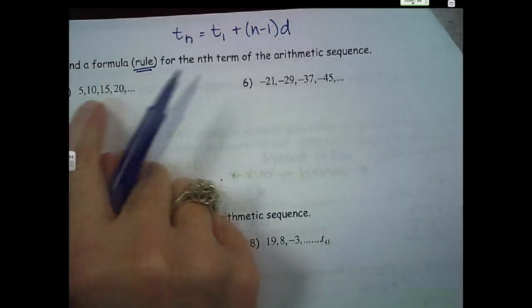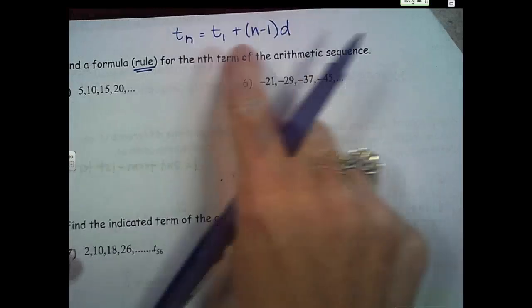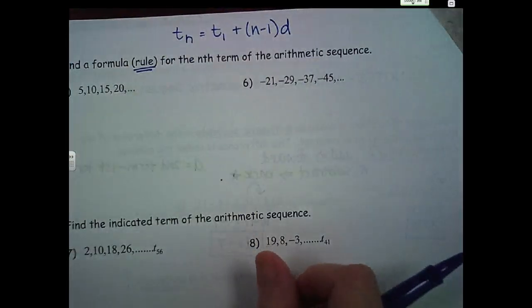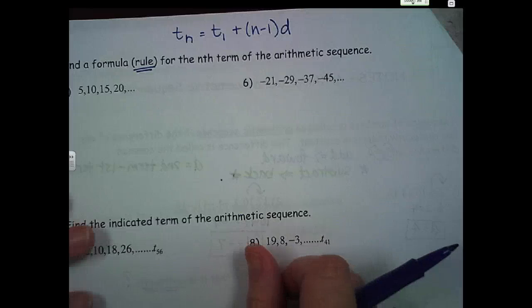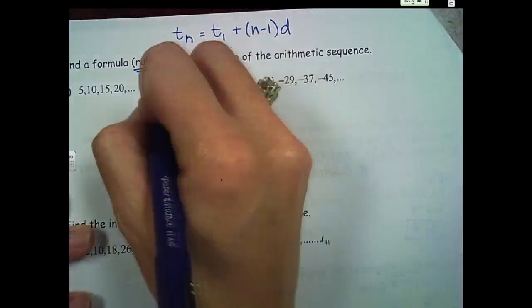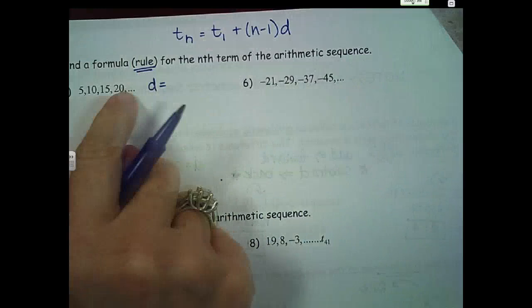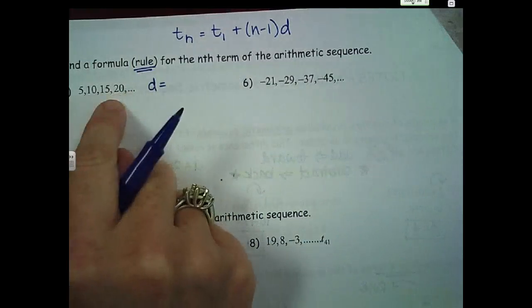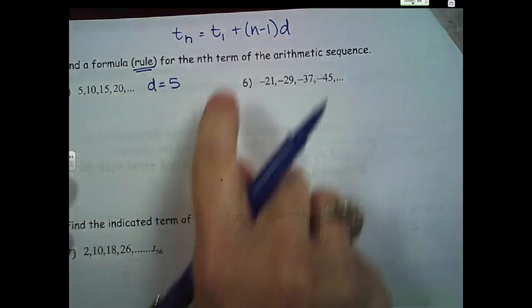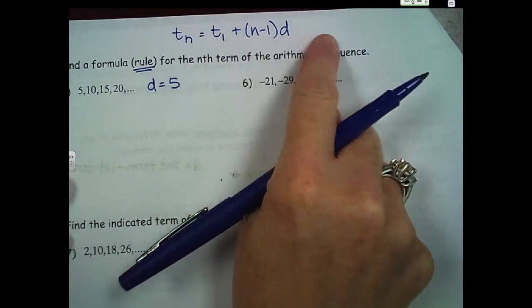So if we find the rule, we're going to fill this in. All right, so we're going to fill it in. So first of all, let's start with what is D? D equals how much? Is there a D? What's the common difference? 5, excellent. Okay, and then let's just fill in this rule.